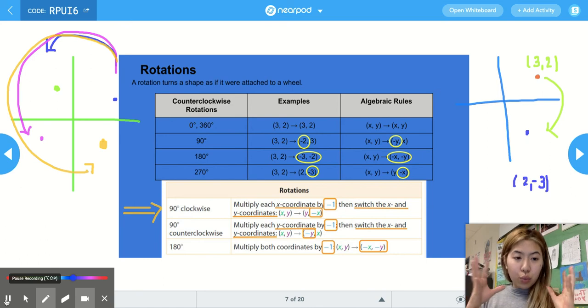So these are a lot of rules to try to remember. 90 and 270 are going to be the ones that are confusing because not only are you changing the signs, whether it's positive or negative, but you're changing the order of the numbers. And then you have to figure out if it's counterclockwise, are we changing the sign of the x or the y? If it's clockwise, are we changing the sign of the x or the y? But hopefully a few examples will allow you to practice these rules and see how they work.